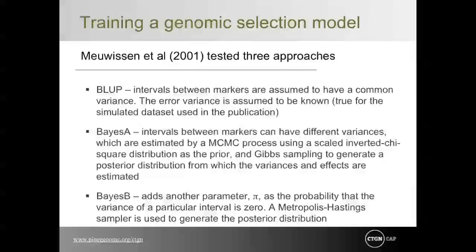Two Bayesian approaches with slightly different assumptions were tested. Bayes A used a prior distribution with an infinitesimally small probability of zero variance, meaning that while markers or intervals could have different variances, these variances were unlikely to be exactly zero. Bayes B added the possibility that the variance of a given marker could be zero, but the proportion of markers with zero variance was assumed to be known and had to be provided as a parameter value before conducting the analysis.